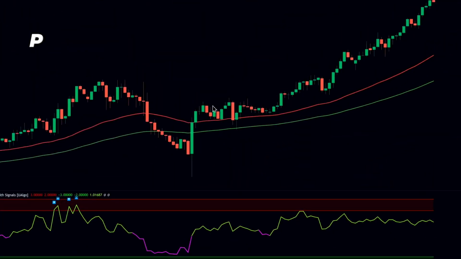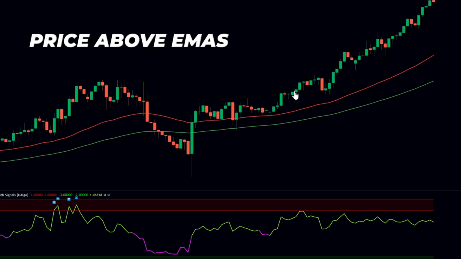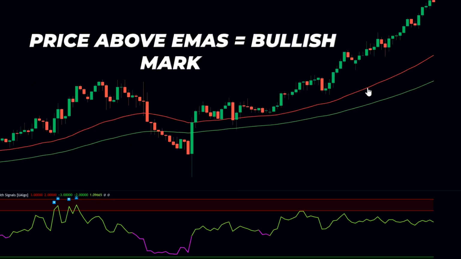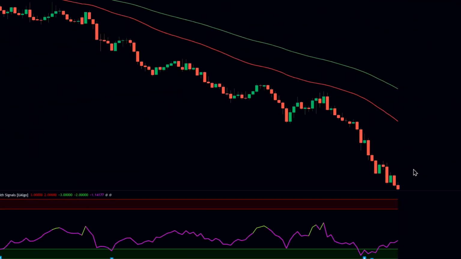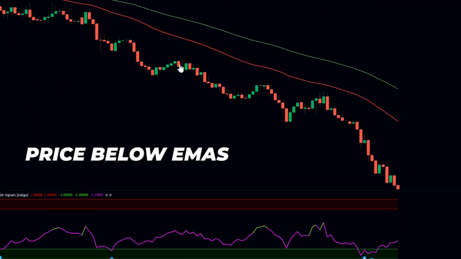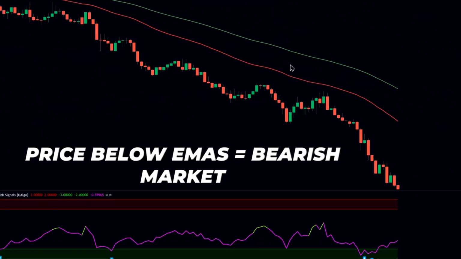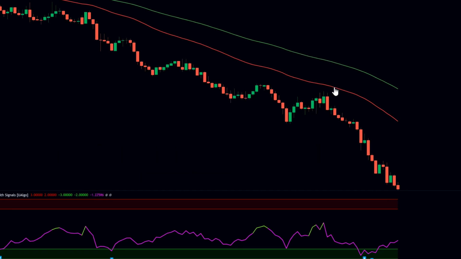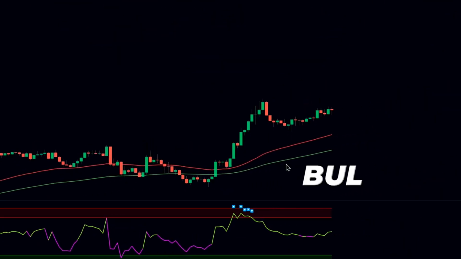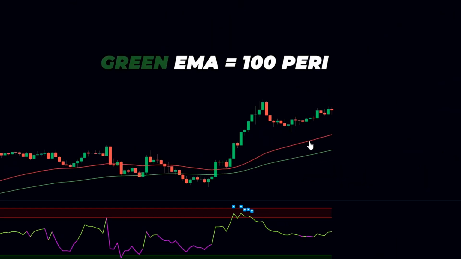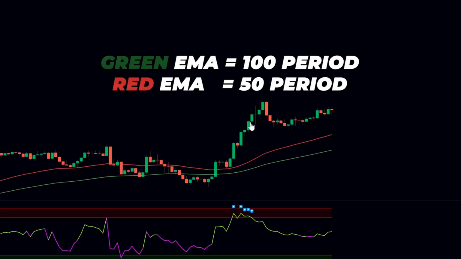These two EMAs help us filter trades based on the trend. If the price consistently trades above both EMAs, it suggests a bullish market, and we only look for long positions. Conversely, if the price is below both EMAs, we focus on short positions on pullbacks. Let's see an example. In this case, the market is bullish with the two EMAs aligned, the green EMA 100 period below the red EMA 50 period, and the price trading above both EMAs.